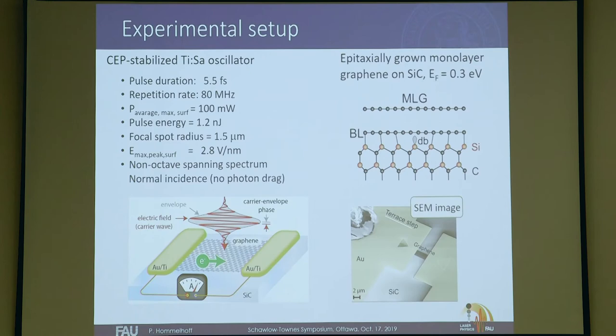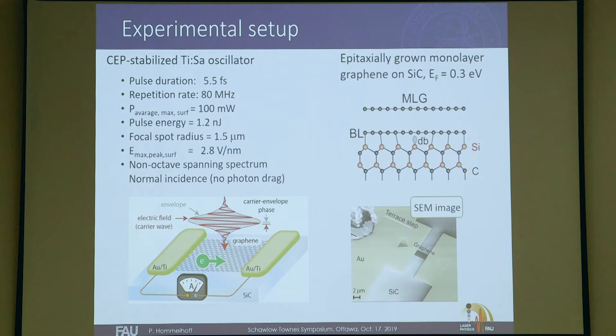So this is what we do. We shoot short laser pulses at graphene, short oscillator pulses, two optical cycles short. We focus them down pretty hard and reach peak fields of roughly 3 volts per nanometer. We shoot them at this monolayer graphene on silicon carbide, you can see it, then we just attach gold electrodes and measure the current with a multimeter.